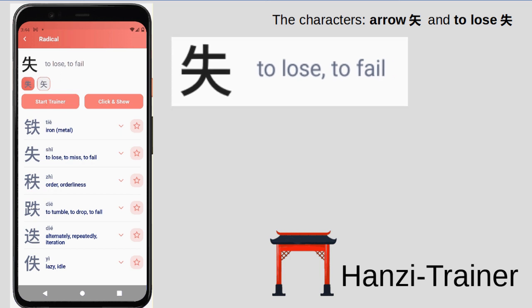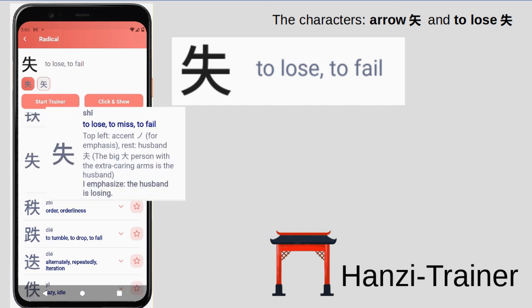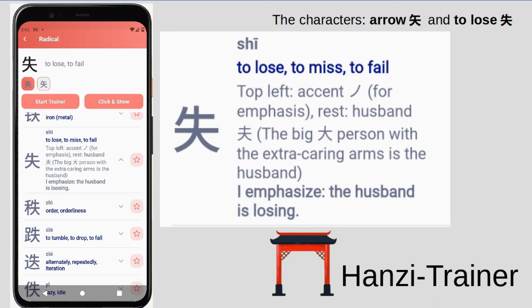It's told to me that the meaning of this radical is to lose or to fail. The second entry of the list below is the Hanzi character for to lose or miss. I go on it and I get the information that this character is composed by an accent that is used as an emphasis, and the rest is the character for husband.